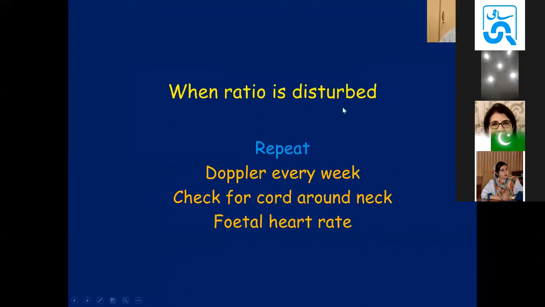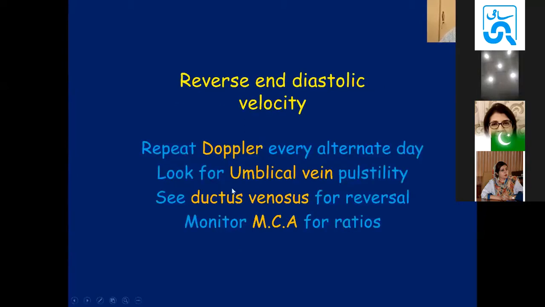When the ratio is disturbed, what do we do? Repeat Doppler every week, check for cord around the neck, and fetal heart rate is the most important thing. Because if the heart rate is slow and you have done the Caesar, you might lose the baby anyway. So make sure that the heart rate is adequate. Reversal of diastolic velocity, or reversal of diastolic flow, whatever you like to call it, same thing. Repeat Doppler every alternate day. Look for umbilical vein pulsations. See ductus venosus for reversal and monitor the MCA. This is something which you have to monitor.